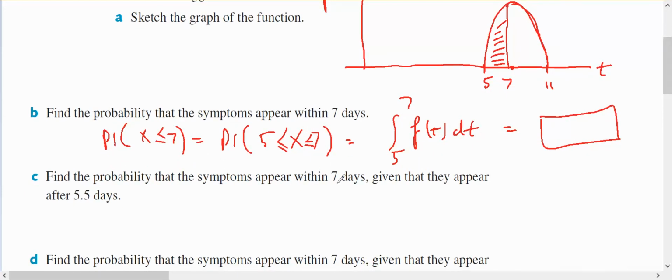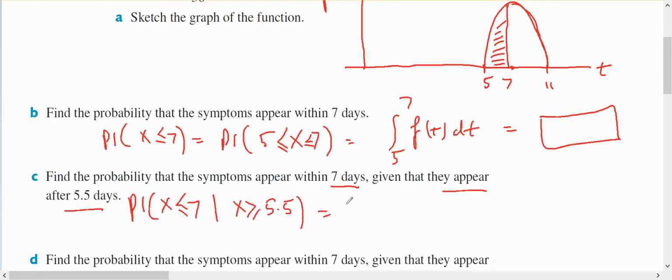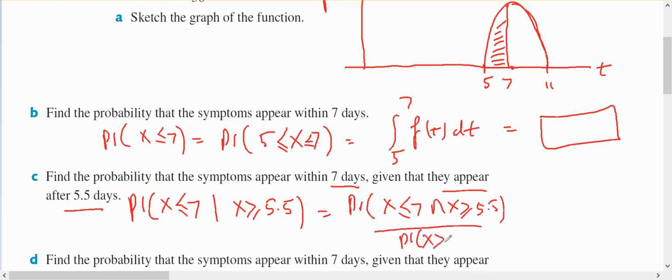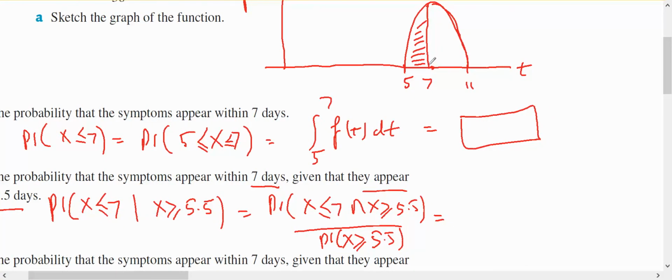The probability the symptoms appear within 7 days, given that they appear after 5.5. Probability that x is less than or equal to 7, given that x is bigger than or equal to 5.5. So we have conditional probability here. Probability that x less than or equal to 7 intersect x bigger than or equal to 5.5 over the probability that x is bigger than or equal to 5.5. In the context of this question, less than 7 but bigger than 5.5 is the probability that x goes from 5.5 through to 7 over the probability bigger than 5.5.